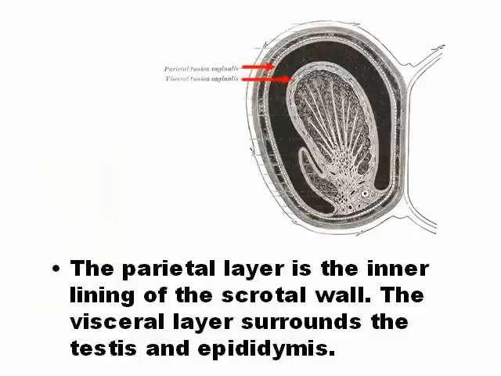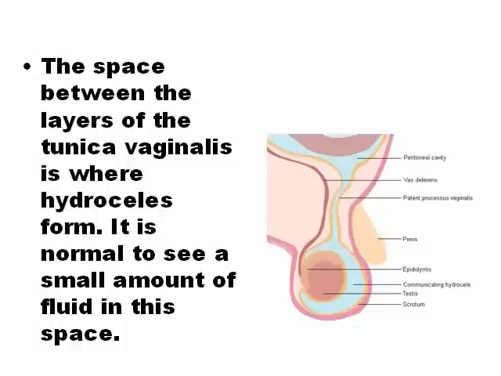The parietal layer is the inner lining of the scrotal wall. The visceral layer surrounds the testis and the epididymis. The space between the layers of the tunica vaginalis is where hydrocele or other fluid is going to accumulate, exactly like ascites accumulates in the peritoneal space.